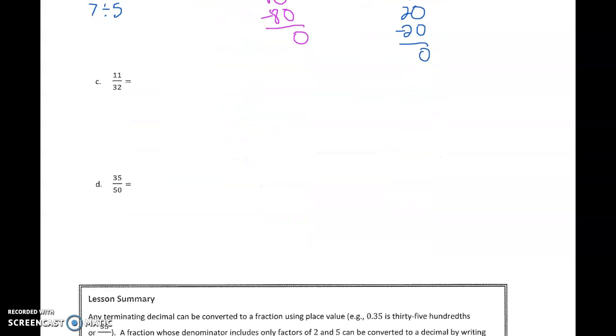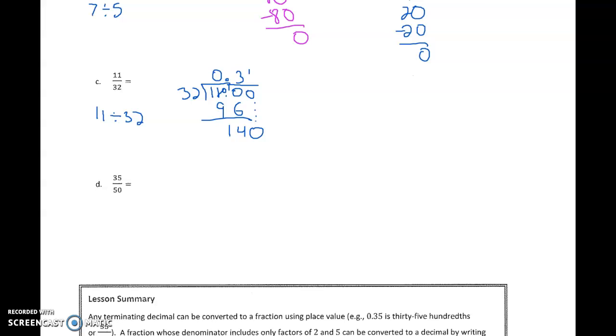A couple more real quick. 11 divided by 32. Remember, 11 divided by 32. This one's going to be a little bit longer, so I'm just going to get us started on it for the sake of time. I know that you're probably done listening to me, but it goes in there 3 times. 3 times 2 is 6, 3 times 3 is 9. 10 minus 6 is 4, 10 minus 9 is 1.